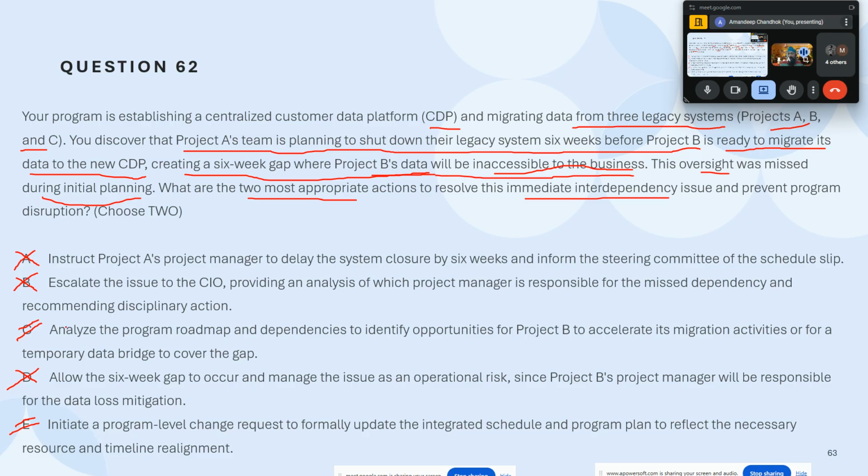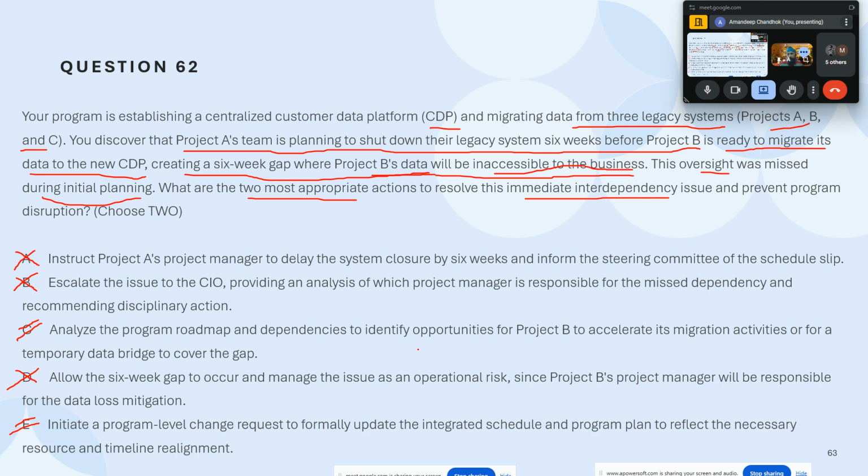So which are the correct answers? It's C, analyze the program roadmap, because the roadmap is going to give you the entire picture of how these projects are getting delivered, and how one leads to the other. So the C response is very right. We are seeing how these things flow into each other, and whether we can accelerate something in project B. We see if there are any risks in that acceleration, how we do it, and if there is any temporary data that could be made available. So it's more on the analysis and possible exploration of different solutions. So C is logical there.